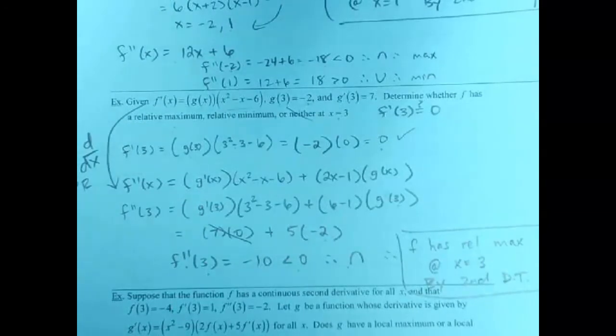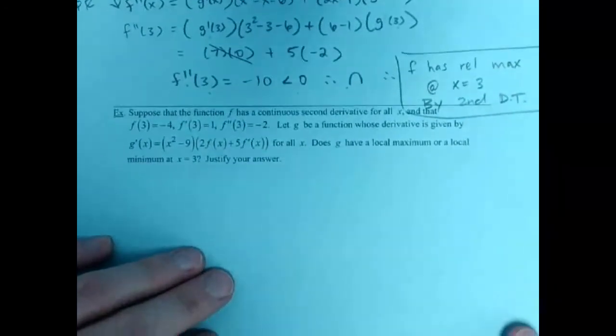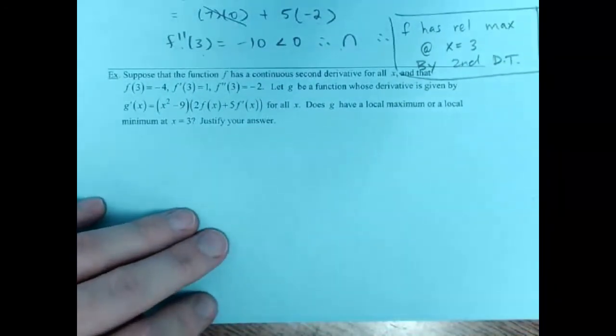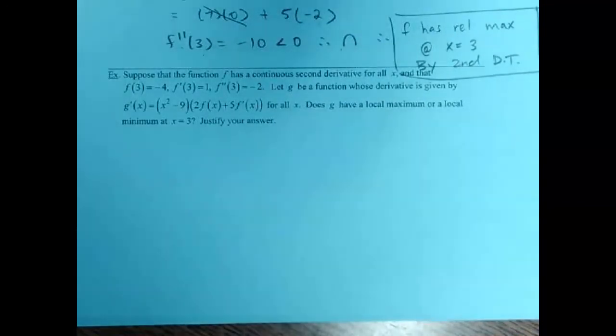Like right now, the next example is going to be pretty similar, except slightly harder. Okay, so once again, suppose that we have some function and it's continuous. It's got a second derivative. Okay, wonderful. It gives me some list of information.